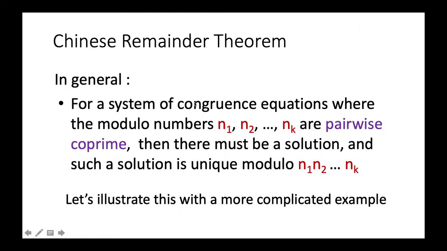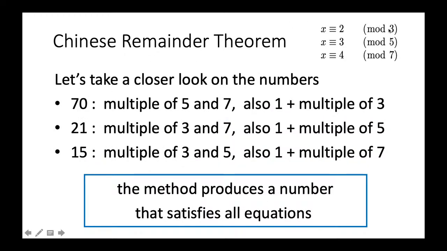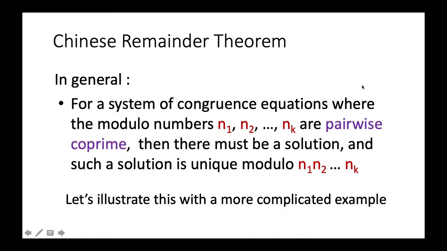Suppose that we have a system of congruence equations where the modulo numbers that we are using, let's call them n1, n2, n3, up to nk, are pairwise coprime. The numbers here in this example are 3, 5, and 7. These numbers do not have any common factor, so they are pairwise coprime. Then for this system of congruence equations, there must be a solution, and the solution will be unique modulo the product of n1, n2 up to nk.